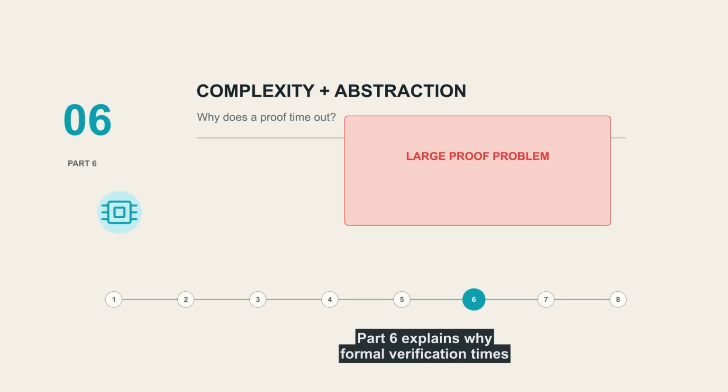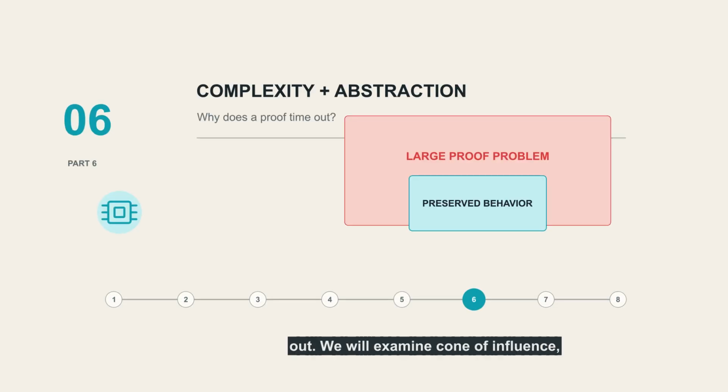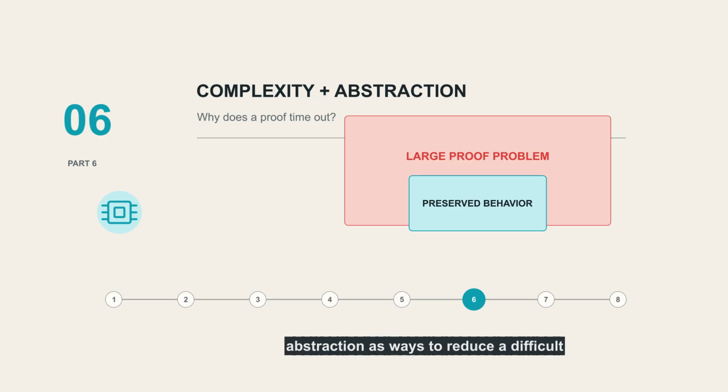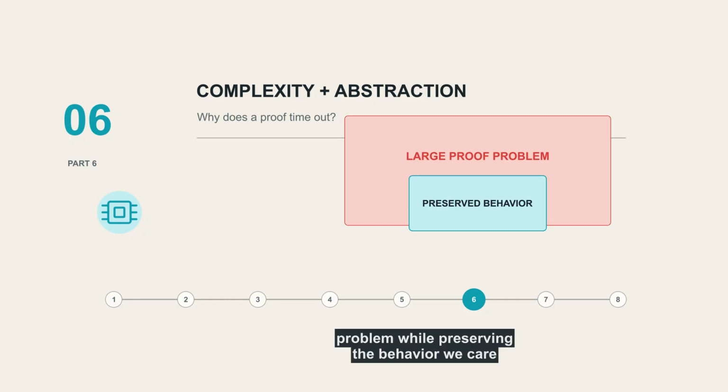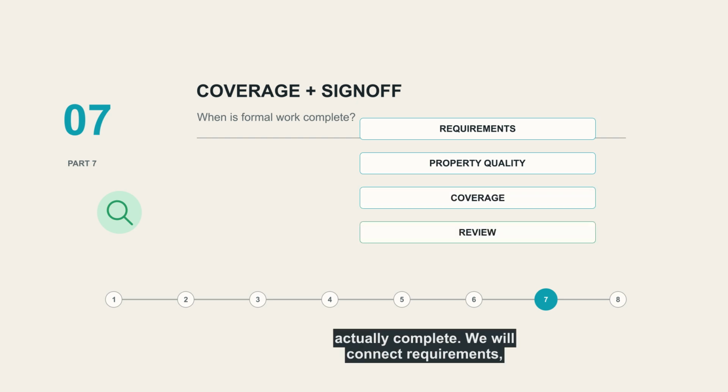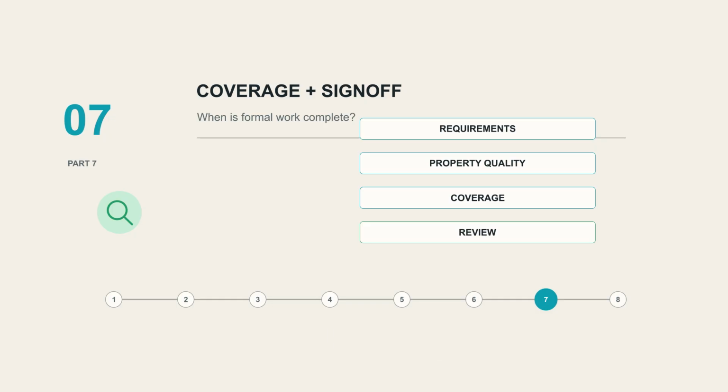Part 6 explains why formal verification times out. We will examine cone of influence, hierarchy, cut points, case splitting, helper properties, and abstraction as ways to reduce a difficult problem while preserving the behavior we care about. Part 7 asks when formal work is actually complete. We will connect requirements, property set completeness, reachable behavior, coverage, proof scope, regressions, waivers, and engineering review.